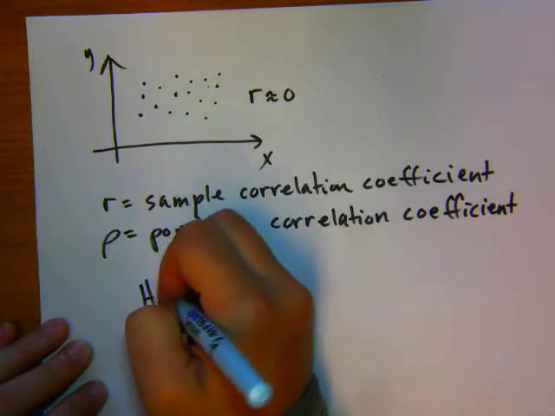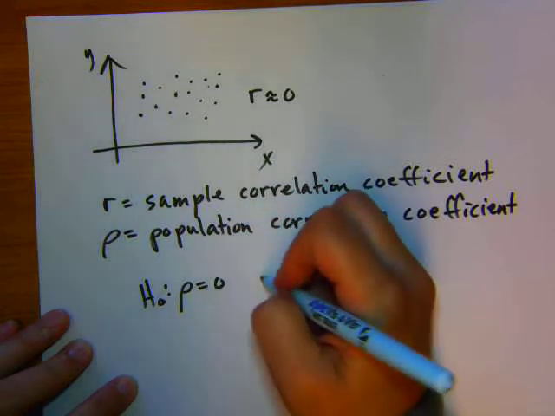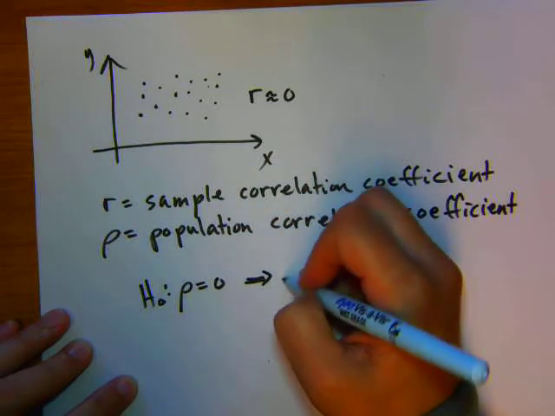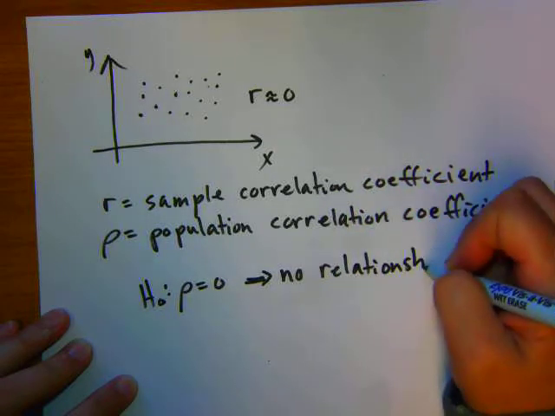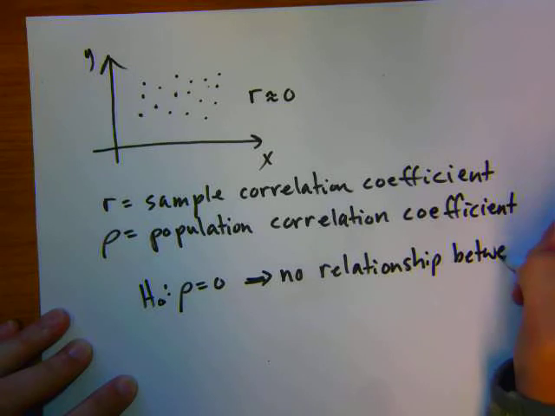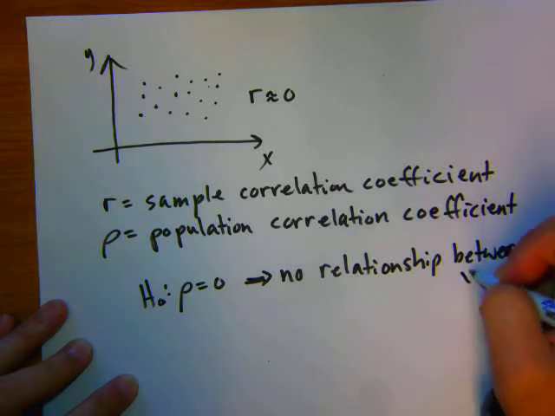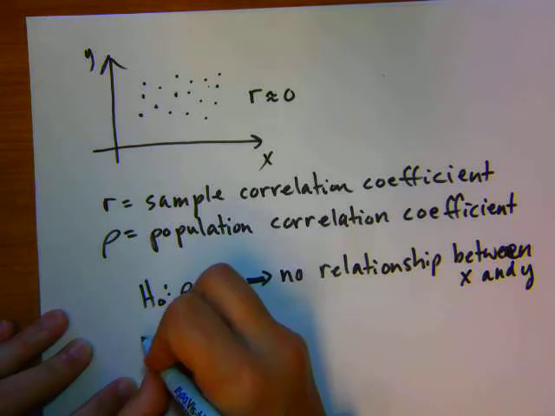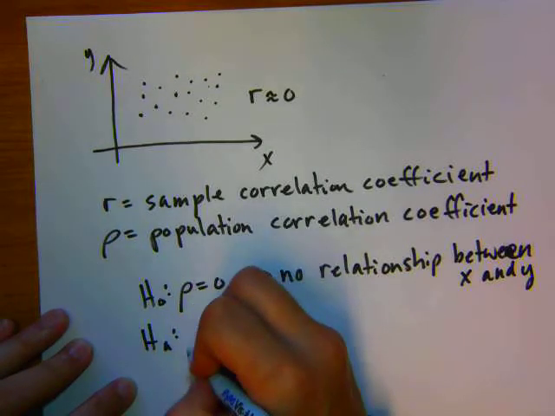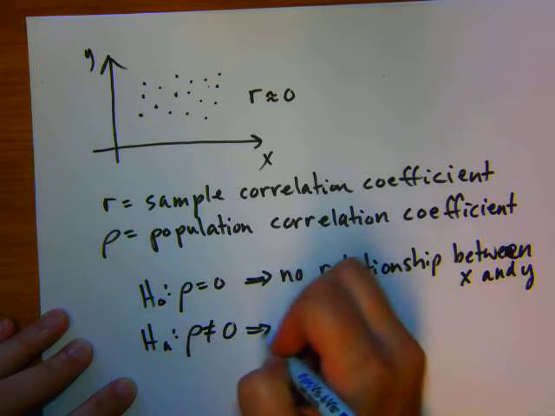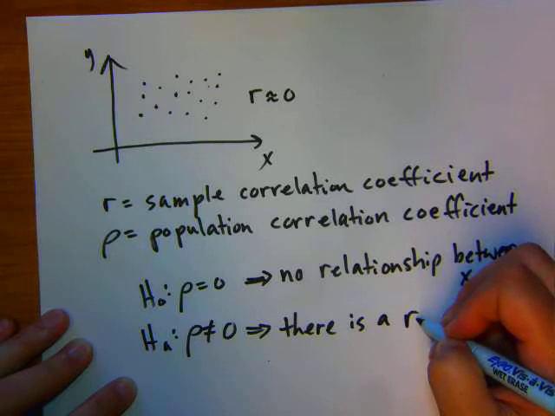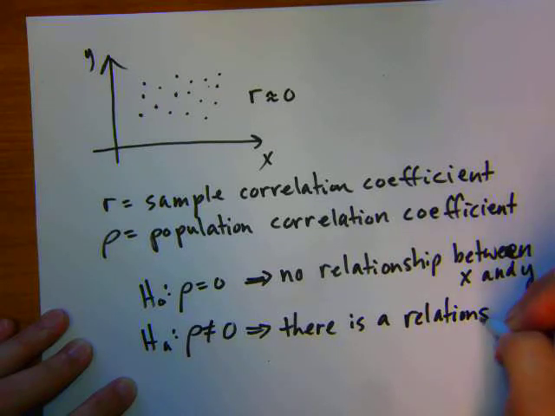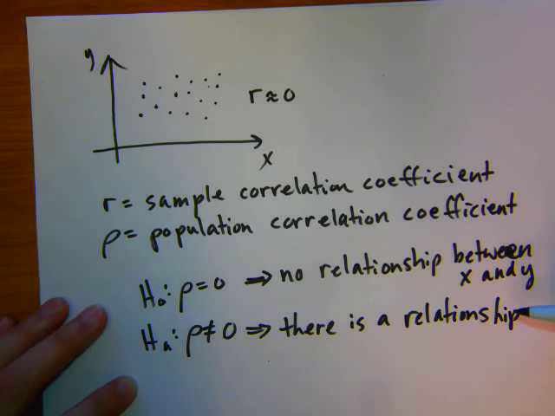That gets us back into our hypothesis statement, right? If rho equals 0, that's the same thing as saying that there's no relationship between x and y. And the alternative hypothesis, rho does not equal 0, is saying there is a relationship. So in order to do regression, when we're talking about correlation, we want to reject the null hypothesis.